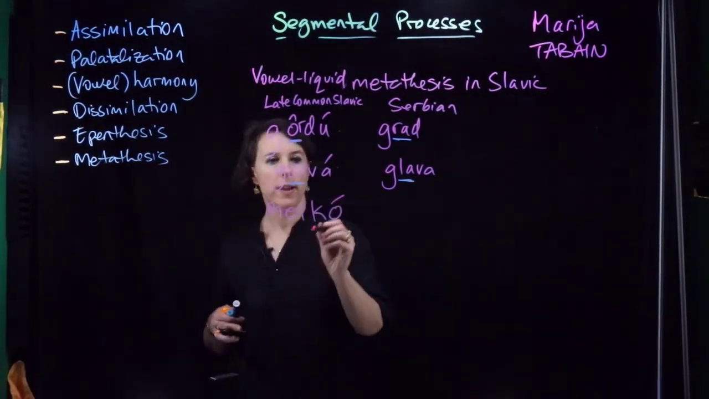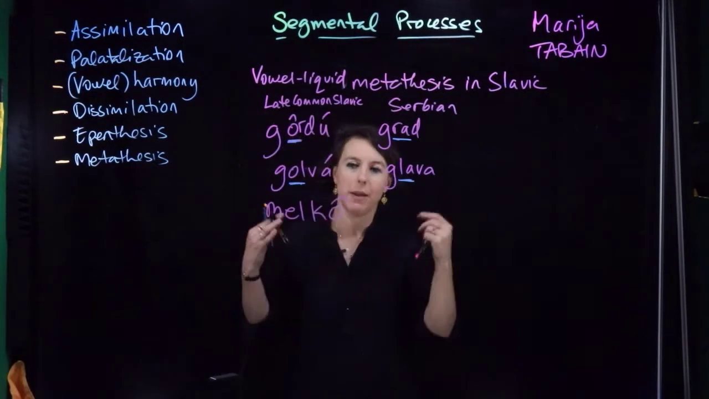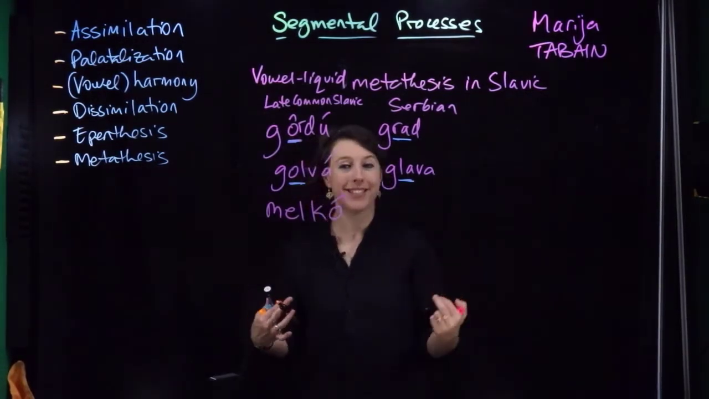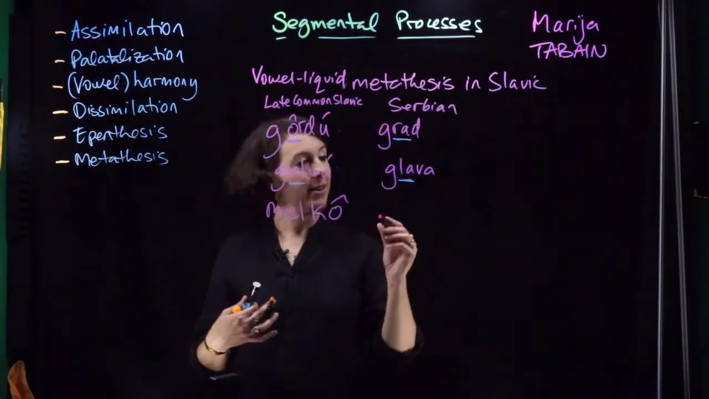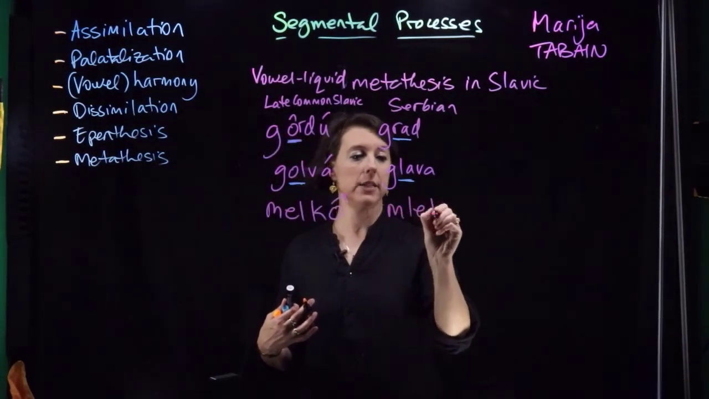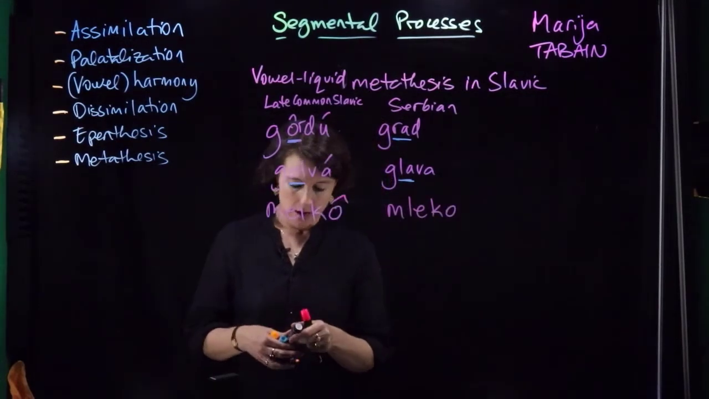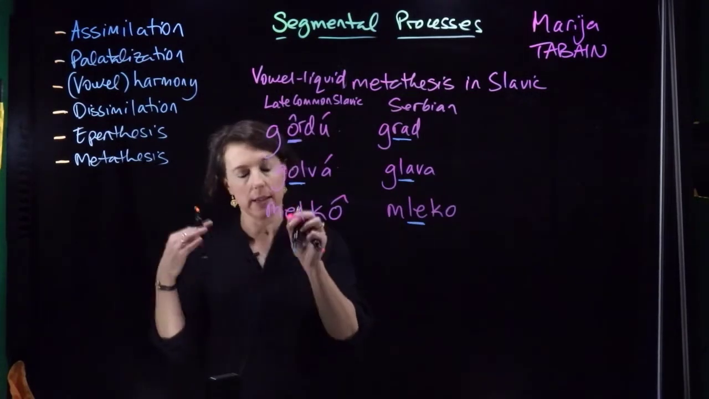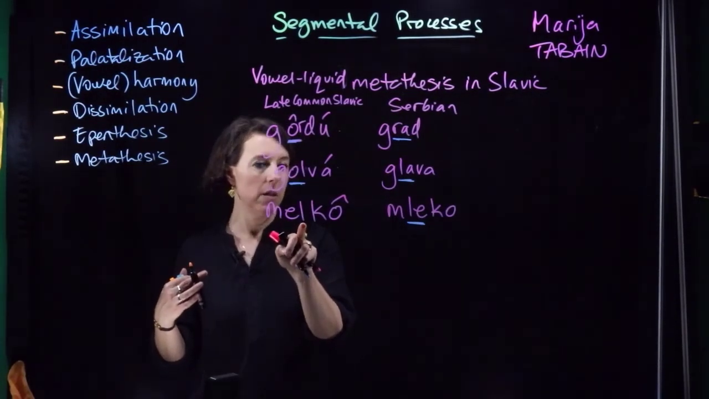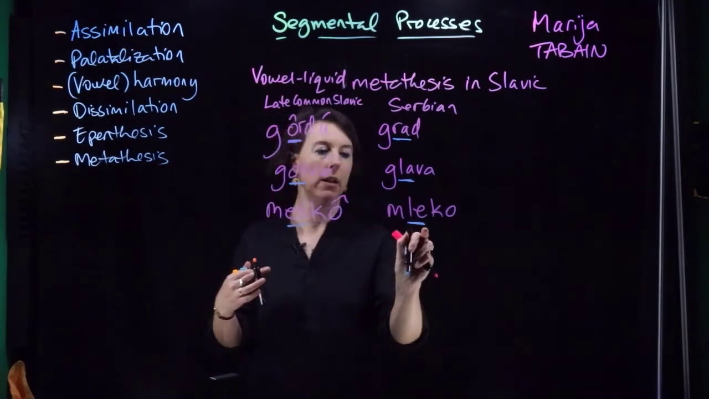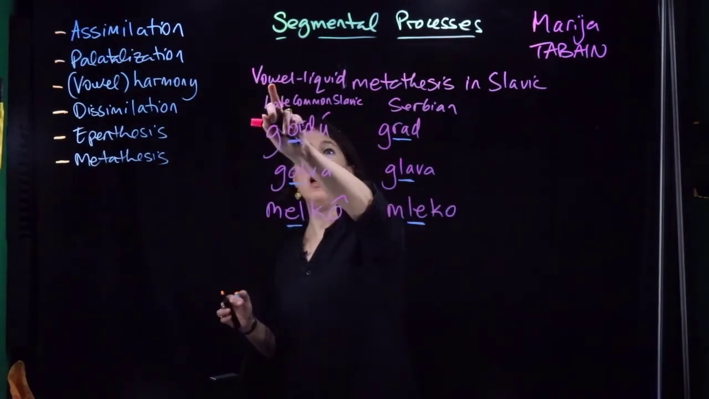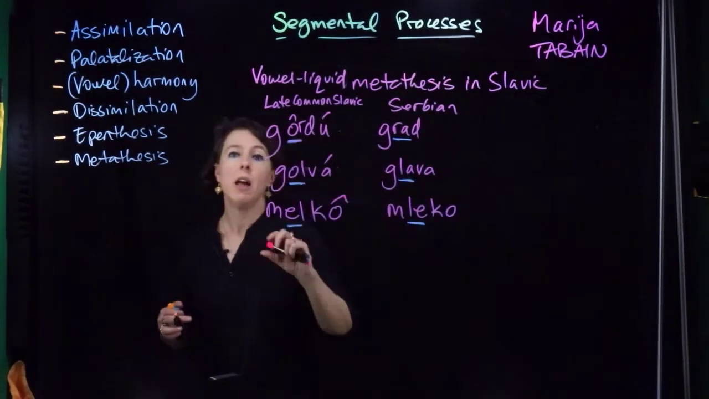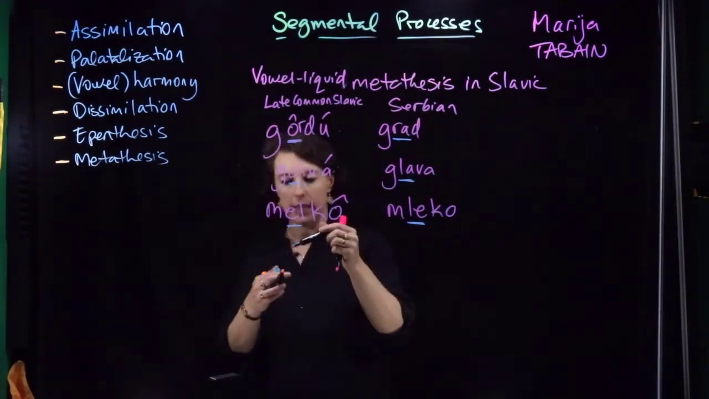Anyway, melko, something like that. You might recognise that word from English as milk. Okay. But in Serbian, it is mleko. Okay. And again, we flipped, in this case the vowel quality stayed the same. El has flipped to le. Okay, so this is vowel liquid metathesis. The vowel and the liquid, in this case we've just seen laterals.